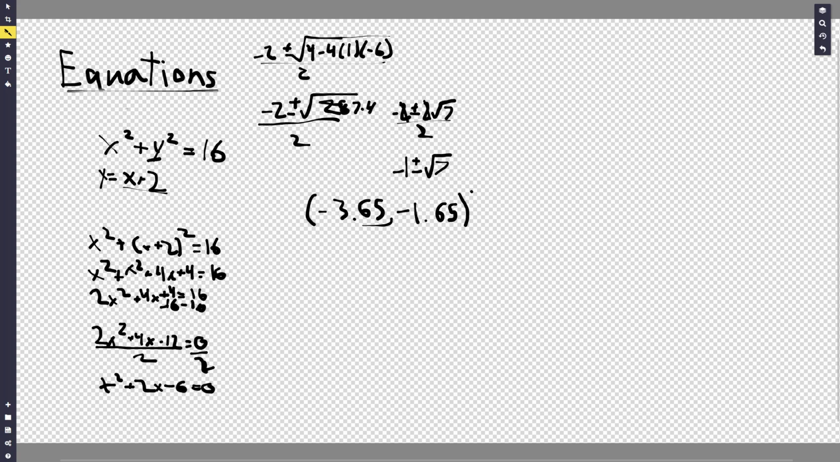Okay, so that's our first set of coordinates, and now we can find our second set, which is negative 1 plus the square root of 7, and that gives us about 1.65, and now we can add 2 to that because we can plug that into this equation, and we're left with 3.65. And those are our coordinates where the line intersects with the circle.